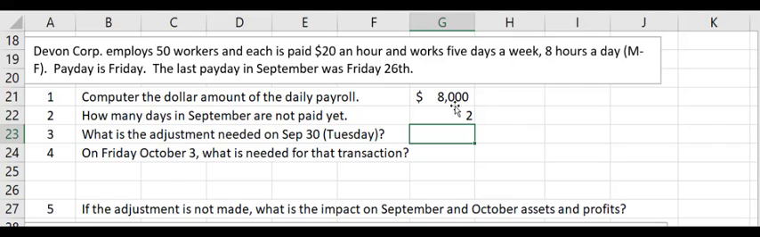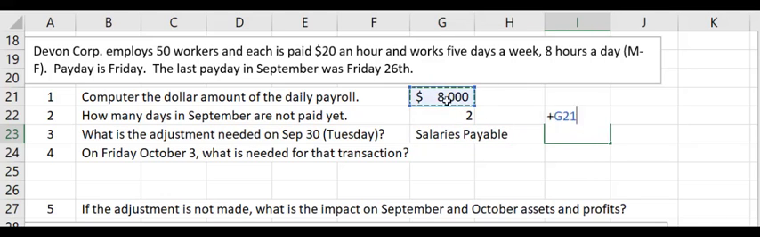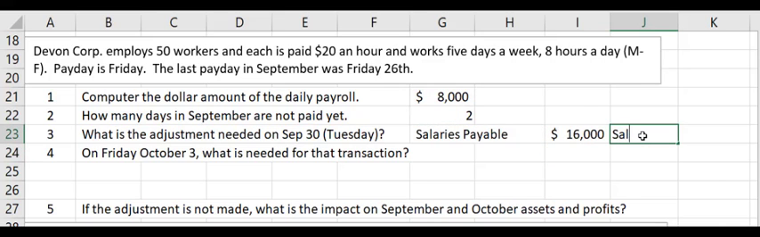So what is the adjustment? We're going to have to increase salaries payable by the 2 days times $8,000. That's worked and owed, and the salaries expense is recorded because you used up that labor and you have an obligation for it. So we're accruing expenses: payable going up, expenses going up.